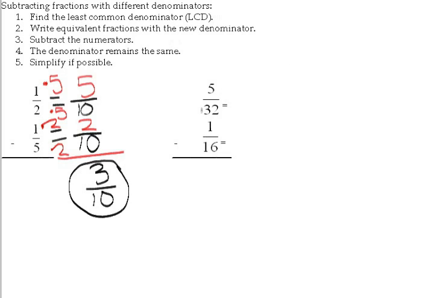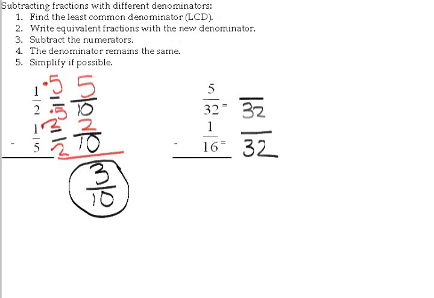If we look at another example here, 5 over 32 minus 1 over 16. Our first step is to find the least common denominator. In this case, 16 goes into 32. So if one of the denominators goes into the other, then we automatically know that the larger one, in this case 32, is the least common denominator. So 32 is our least common denominator.